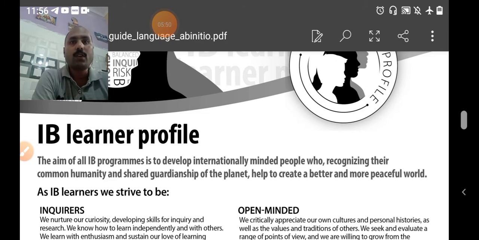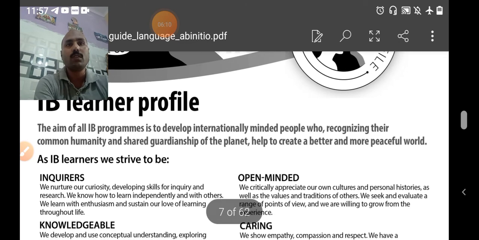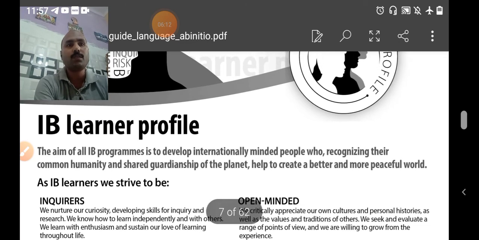So the aim of all IB programs is to develop internationally minded people who recognize their common humanity and share guardianship of the planet, and help to create a better and more peaceful world. Now, it is clearly mentioned that if you want to make the world a peaceful place where everybody can sustain and work, the learners or youngsters need certain qualities, and these qualities are called the learner profile.